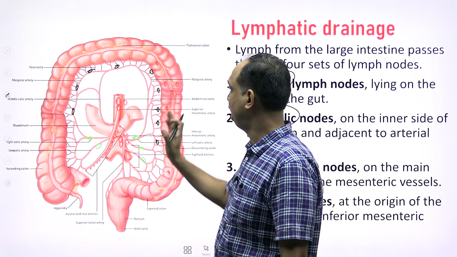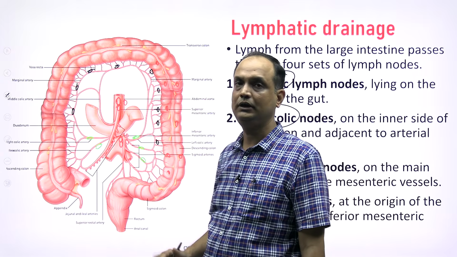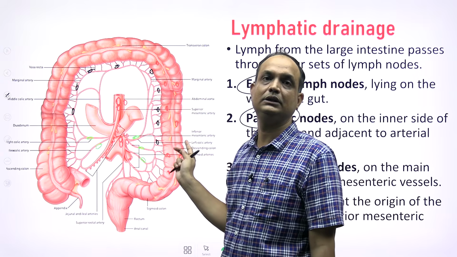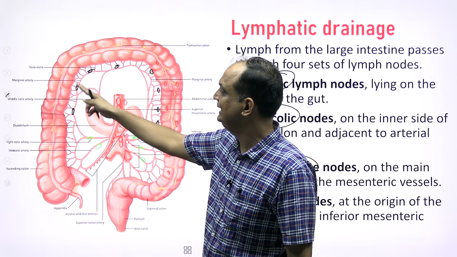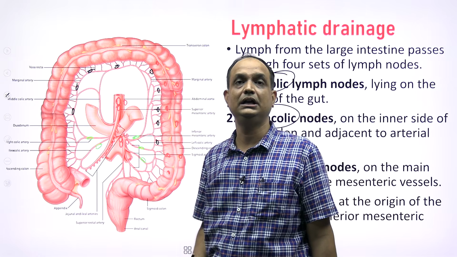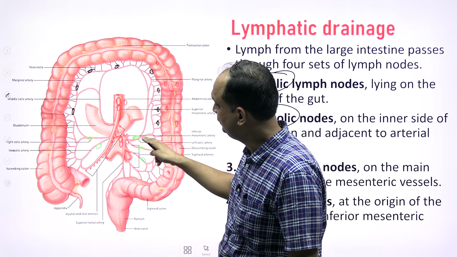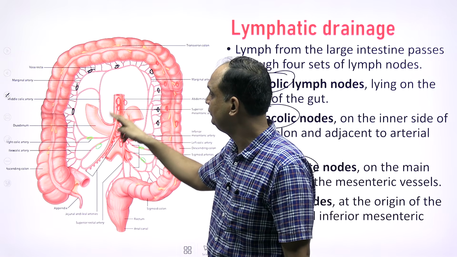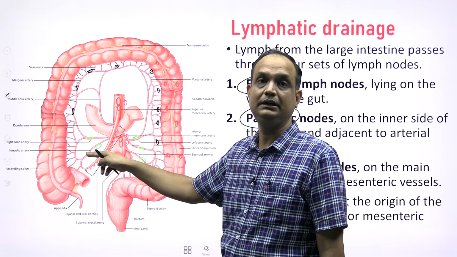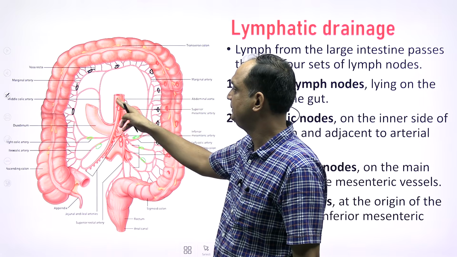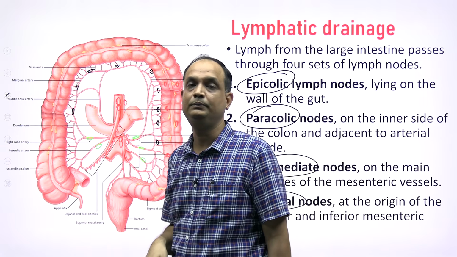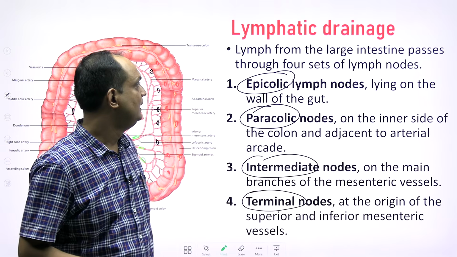Clear? So, these are the 4 sets of lymph nodes: epicolic, which are present on the wall of the colon; paracolic, which are present on the inner side of the colon along with the marginal artery. Then you will have the lymph nodes along the branches of your superior and inferior mesenteric artery, which are known as intermediate, and the terminal lymph nodes which are present around the origin of the superior and inferior mesenteric arteries.